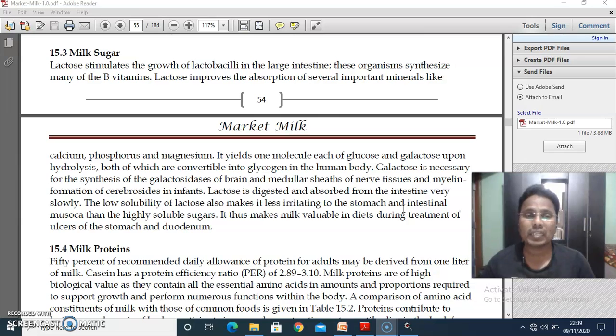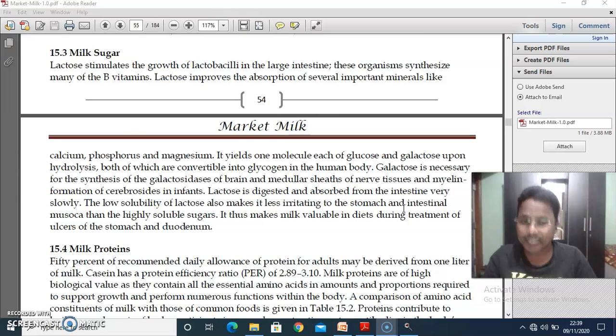So for those people, this milk or the lactose plays a very important role, because the amount of lactose is very low, and therefore it makes it less irritating, as its solubility is very low. It is less irritating to the stomach and intestinal mucosa than the highly soluble sugar. If there is another sugar which is highly soluble, it will be very irritating as compared to lactose, the milk sugar, because lactose has low solubility as compared to other sugars.